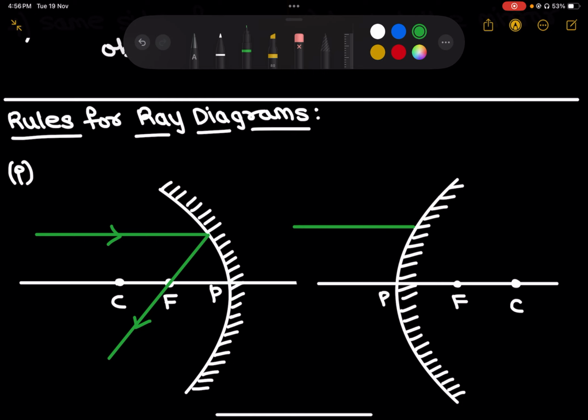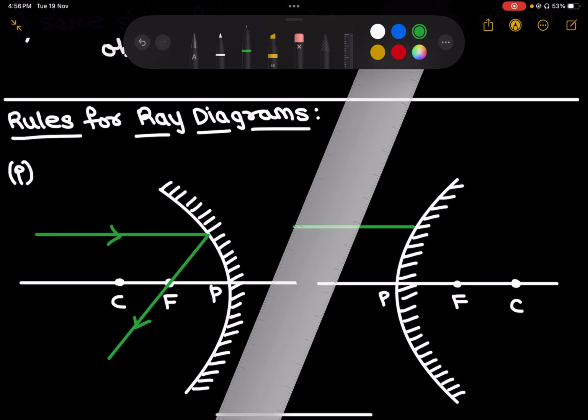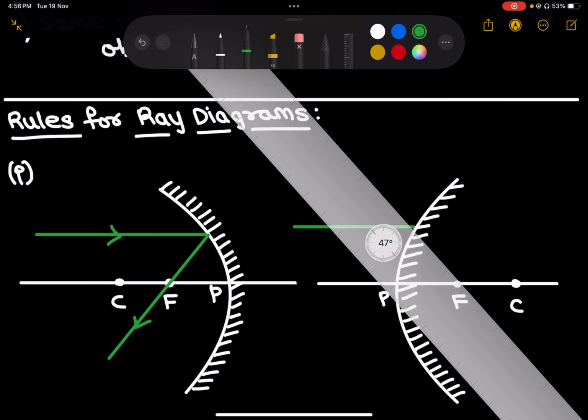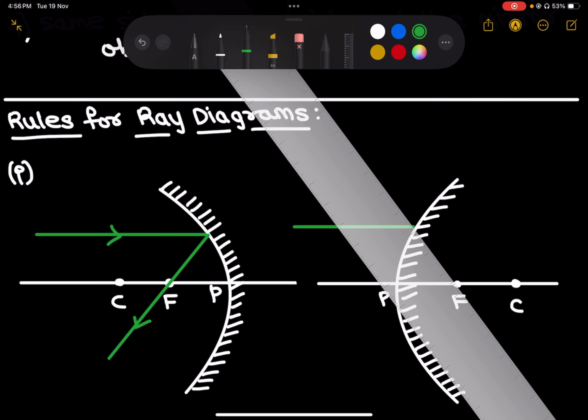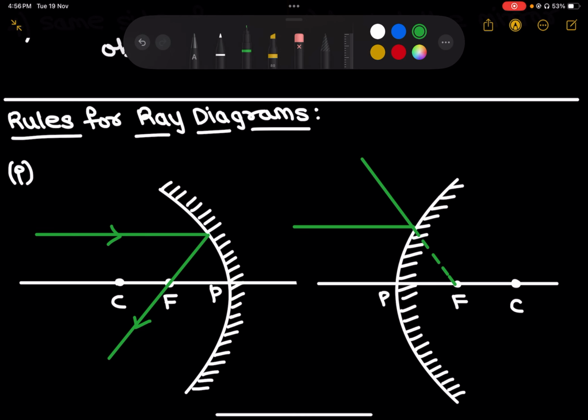So for convex mirror, it appears to have come from the focus. The reflected ray appears to have diverged from the focus. Okay, so it's like this. And you have to trace it back to the focus. Understood? That is the first one. When a ray is thrown parallelly to the principal axis, it passes through the focus, or it appears to pass through the focus. Simple? Okay.